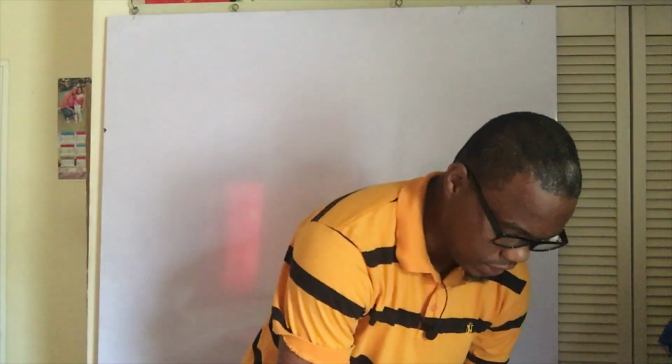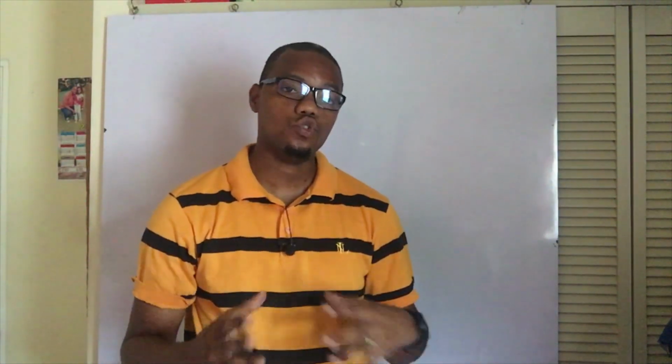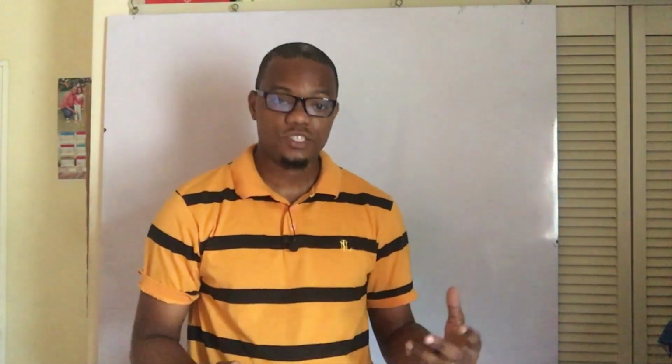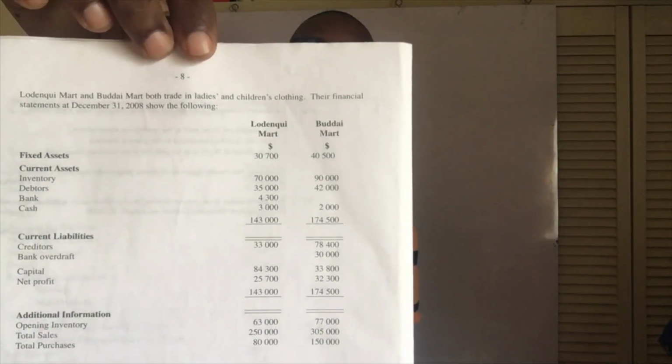All right, so ratio analysis. It is not enough to know how to draw up the income statement and the statement of financial position. You need to be able to analyze and interpret what this information means using accounting ratios, and then you can analyze these financial statements using the ratios as well. So this is the question that we are going to be doing, the 2009 question, from this paper here.